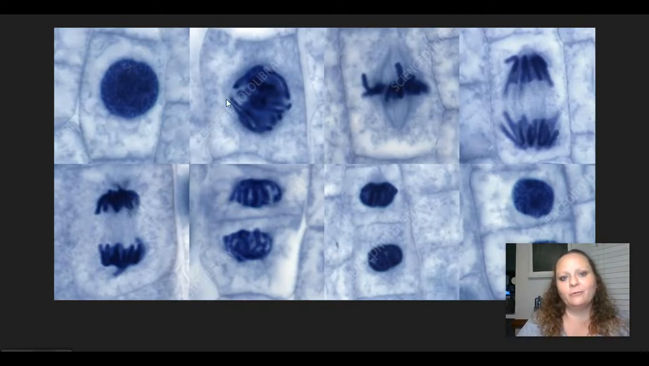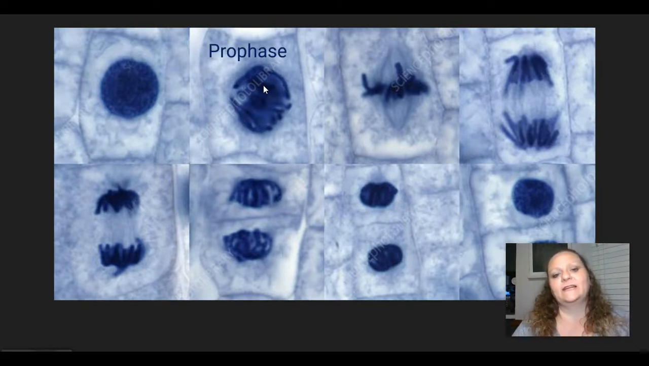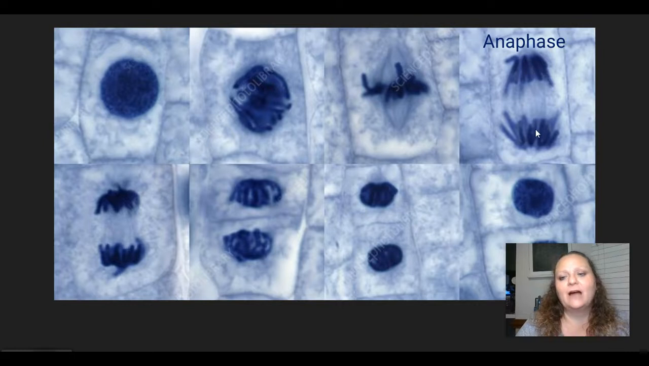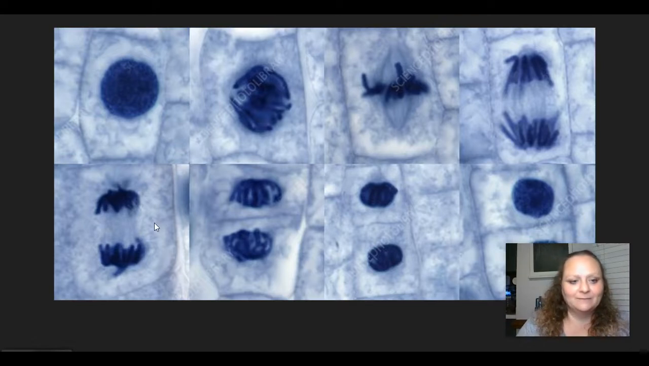If we move over here, we're actually going to see a cell in prophase. And we can tell it's prophase because our DNA is starting to condense. Our nuclear membrane is starting to fall apart. This is metaphase. And again, how do we know? Because the DNA, the chromosomes are lined up in the middle. This is going to be anaphase. In anaphase, our chromosomes are starting to move away from each other, so it's anaphase.